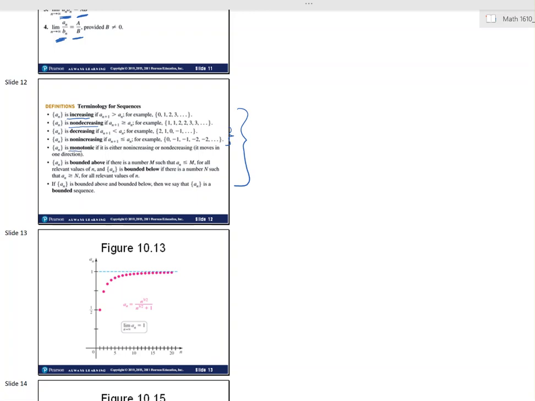Now the new phrase here is monotonic. So a_n is monotonic if it is either non-increasing or non-decreasing. That means basically it moves in one direction. So if a sequence does behave in this manner, it's called monotonic.